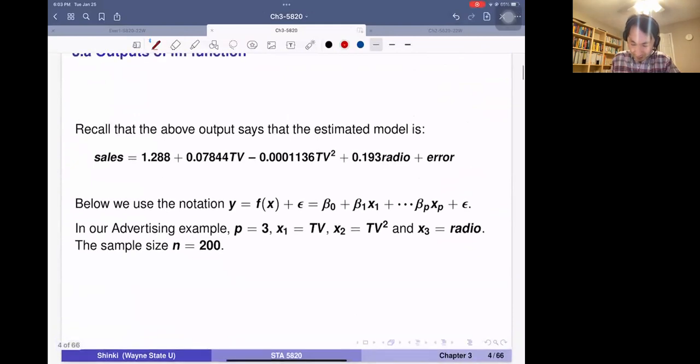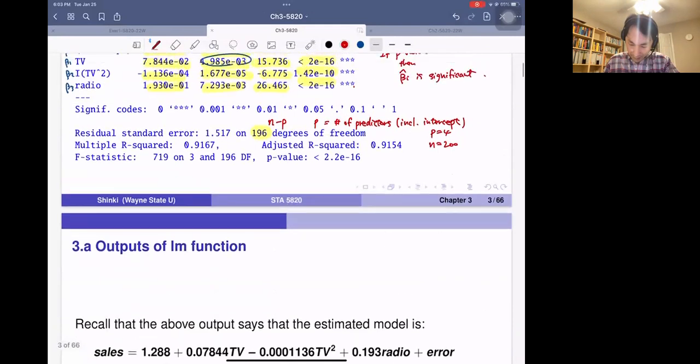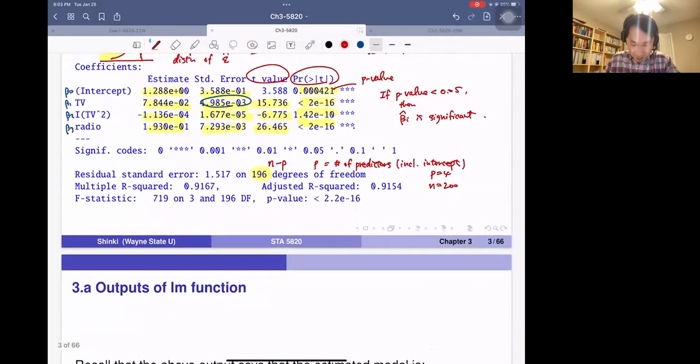Sorry, this is a little bit confusing. So p is equal to 3, as I mentioned. Sometimes people say this is n minus p minus 1. But if we define p as the number of predictors including the intercept, then p is equal to 4.